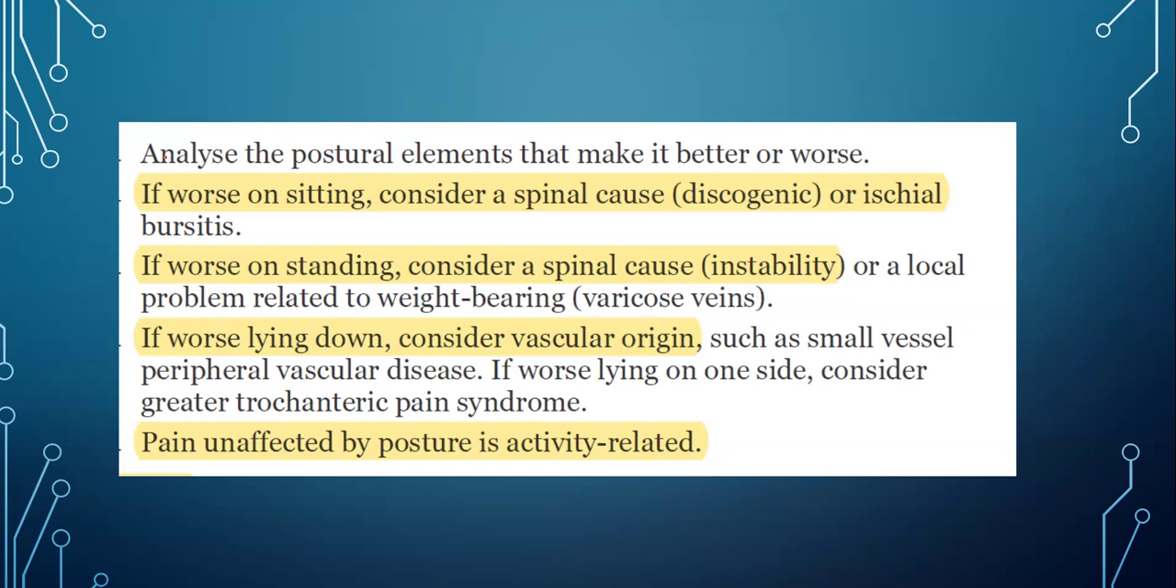Now, have a look. If a patient complains of pain in the lower leg that gets worse on standing, we consider a spinal cause. If it is worse after lying down, we consider a vascular origin, because when they lie down, because of more gravity, the pain can get worse. Pain unaffected by posture is activity related. If it is worse on sitting, consider a spinal cause like a disc prolapse.